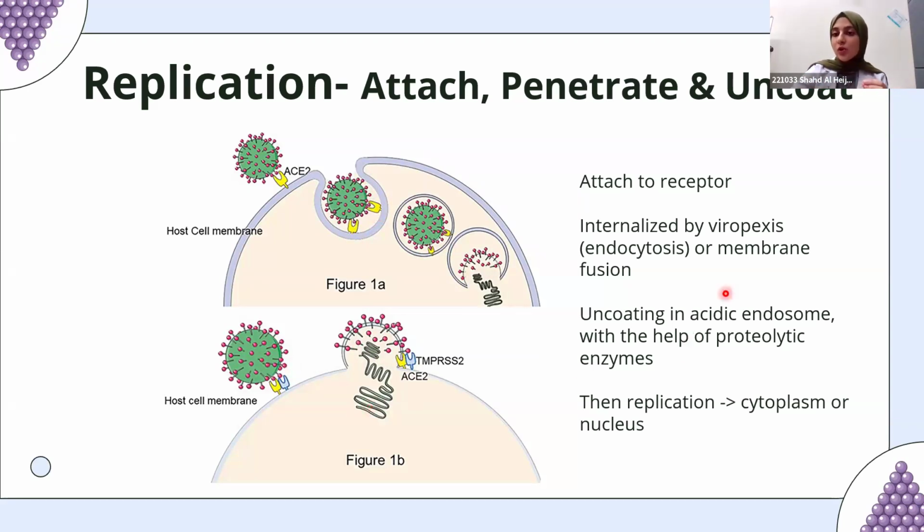Now we'll move on to uncoating. Uncoating happens in acidic endosomes. Proteolytic enzymes will break down all the protective layers to release the genome. So those are the first steps.